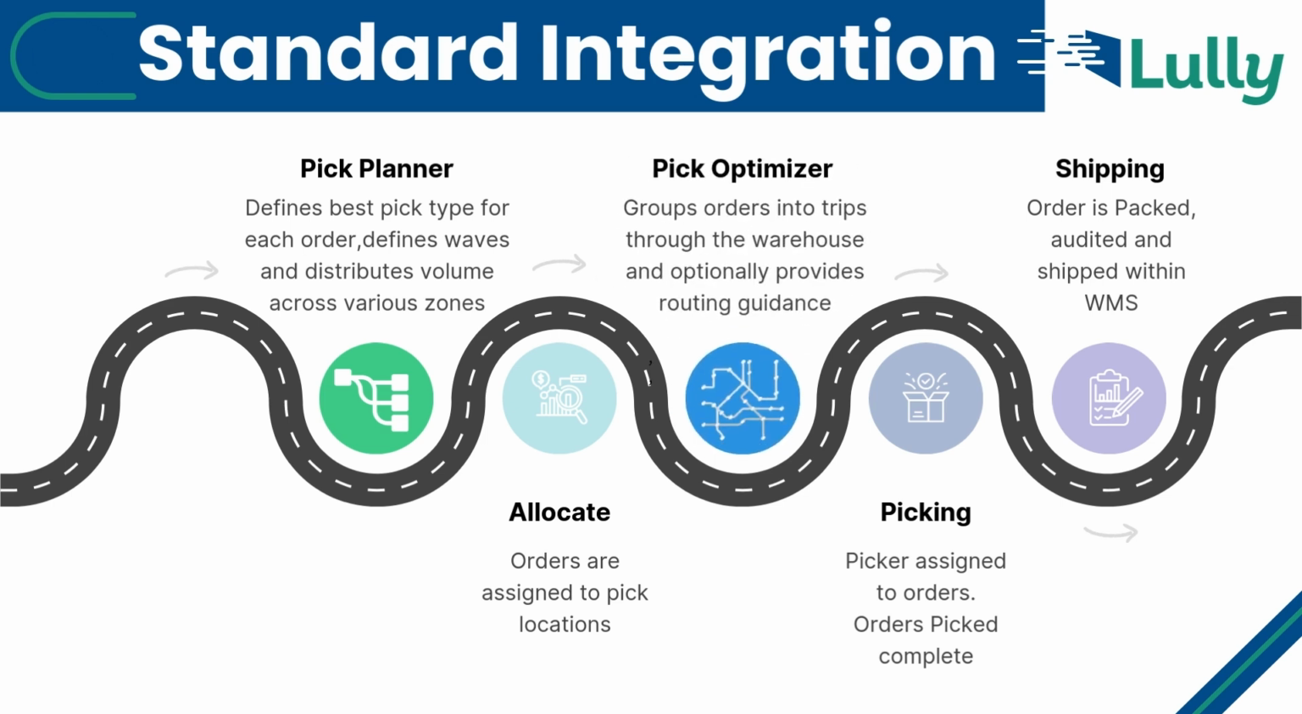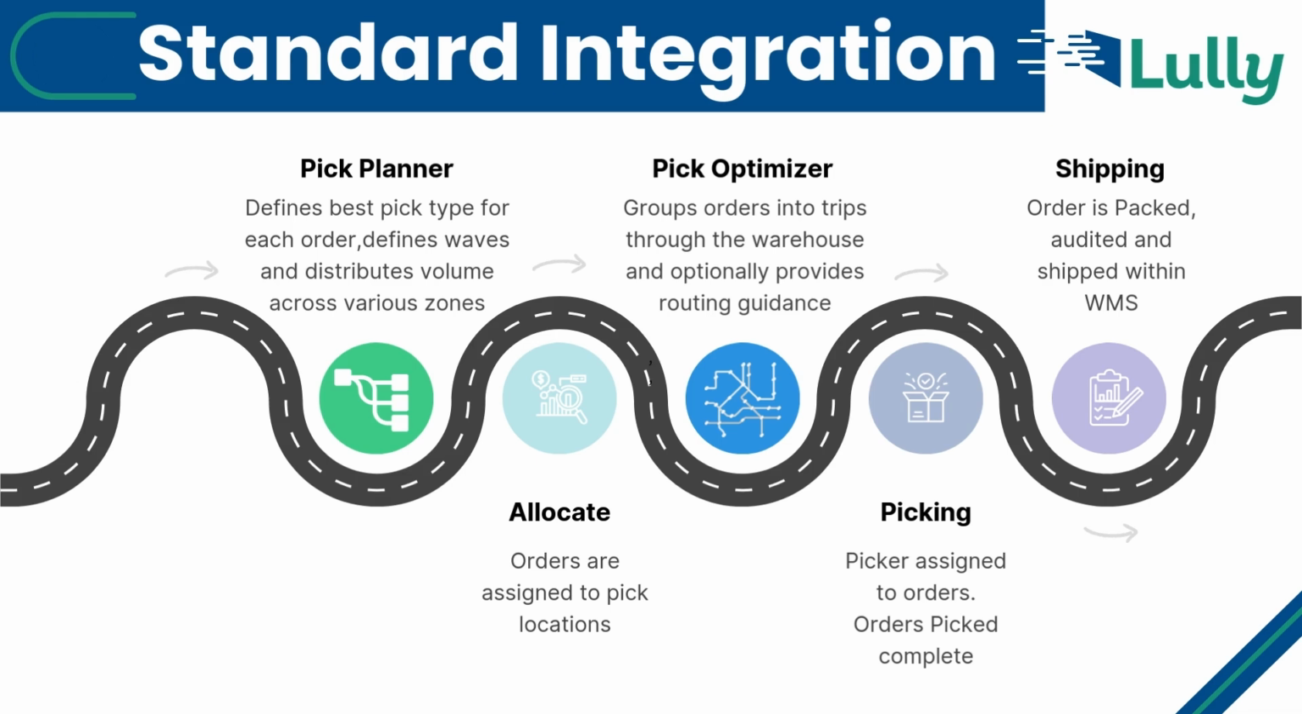Next, we'll insert Pick Optimizer after the allocation step, but before picking begins. Pick Optimizer focuses on minimizing total operating time for each order. This means it takes into consideration distance, available vehicle types and their capacities, and once again service level agreement.